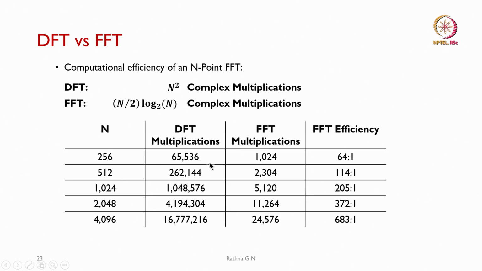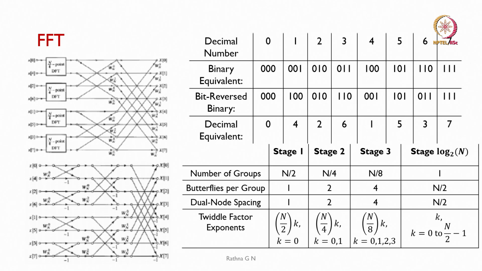We did some comparison: DFT needs order of n squared complex multiplications, which can be reduced to n by 2 log 2 n complex multiplications in the case of FFT, and we have shown how the ratio works out for different orders of the input. Then we went on to decimation in time and decimation in frequency to develop our butterfly structure to get our FFT, and then how the computation in hardware can be done for the bit reversal.